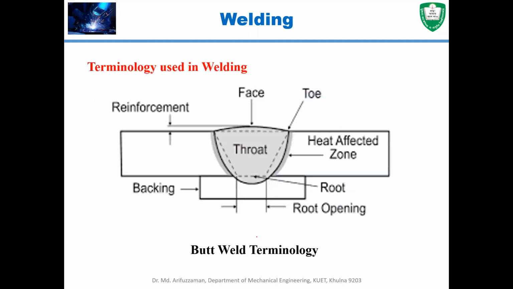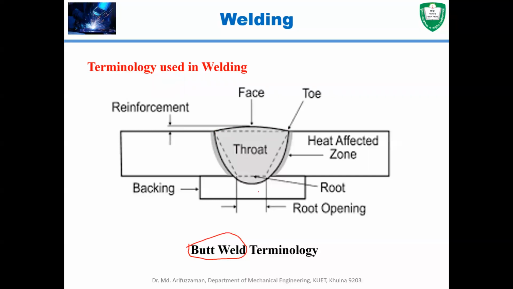And the terminology: once the welding is done, the structure formed due to the butt weld is the butt weld joint, and if you cut through the specimen, the structure will look like this. The weld zone will be like this. The purpose of this slide is to know the terminology used in welding. First of all is the top surface. The top surface is called the face.